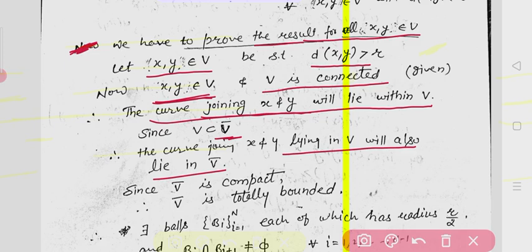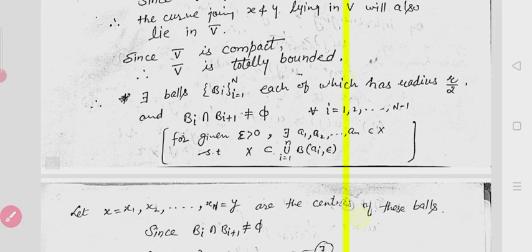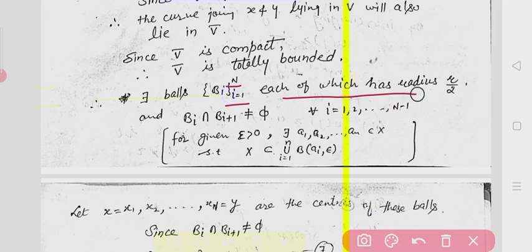But V bar is compact and the compact set is totally bounded. Okay, so V bar will be totally bounded. So if the V bar is totally bounded, so what does it mean? That means there will exist a finite number of balls which can cover this V bar. Okay, so that means there exist the balls Bi, i equal to 1 to capital N, each of which has the radius r by 2, and these all balls are disjoint. Okay, so why we are considering this?